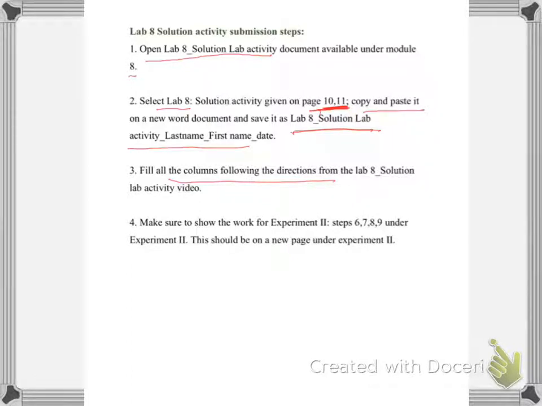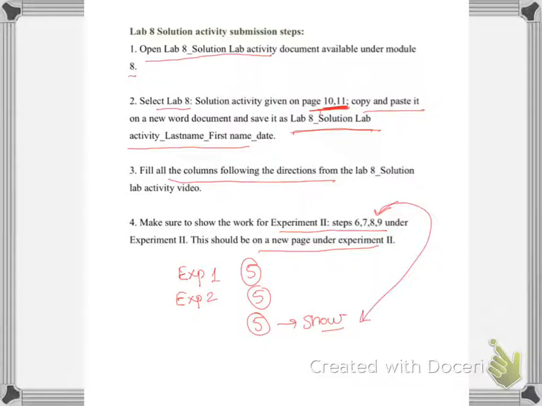And then you have to make sure that there are 2 experiments, and for experiment number 2, steps 6, 7, 8, and 9, you have to show the work for these steps under experiment 2. That means you can just click, and this is going to take you to a new page and you give all the information. So experiment number 1 is 5 points. Experiment 2, 5 points, data. And the 5 points will be to show the complete work for these steps.